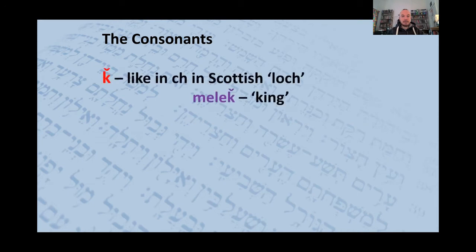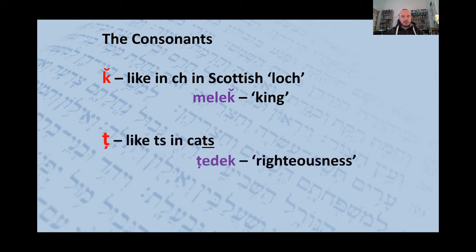And the first one is this. And that is pronounced like in Scottish loch. It's a good sound in Scottish, it's in Welsh, it's in lots of languages like German as well, and it's also in Hebrew. So you can see the word for king is melech, with the sound at the end. So whenever you see that K with a little hat on top of it, it makes the sound.